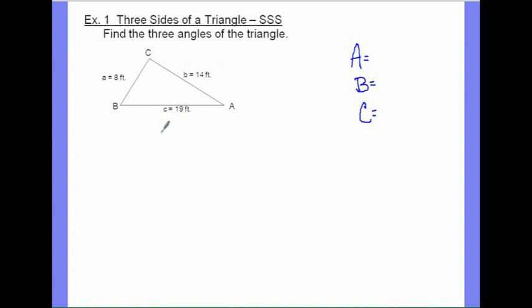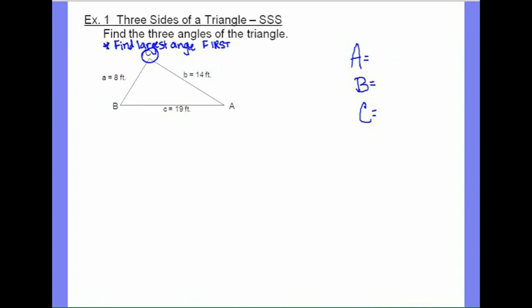Now, a hint is to start off finding the angle opposite the longest side. So we are going to find the biggest angle first, which will be the one across from the longest side, which means I want to find C first. Okay, so let's start off finding angle C.